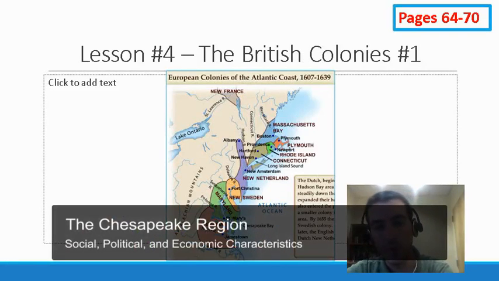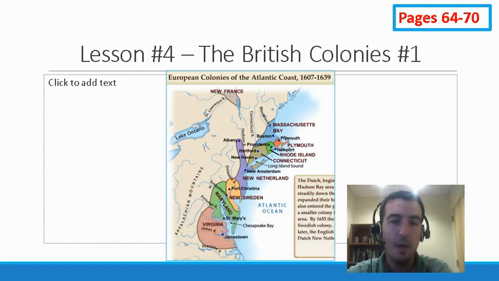Lesson number 4, the British colonies number 1. It's called the British colonies number 1 because lesson number 5 is also going to be about the British colonies, but we're going to split them up into two very different, distinct regions. So if you remember from last week, I kind of hinted at the fact that the British are going to be the most successful in North America eventually.